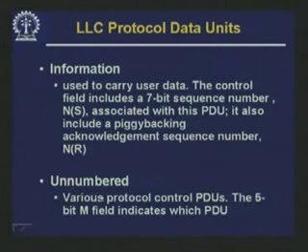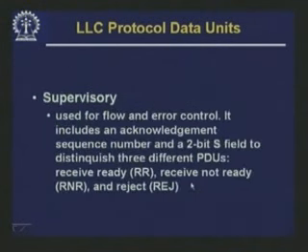Unnumbered PDUs are various protocol control PDUs; these 5-bit M fields indicate what kind of PDU it is. Then there are supervisory PDUs used for flow and error control. They include an acknowledgement and sequence number and a 2-bit field: receive ready, receive not ready, and reject. These may be used for some particular data link protocols.